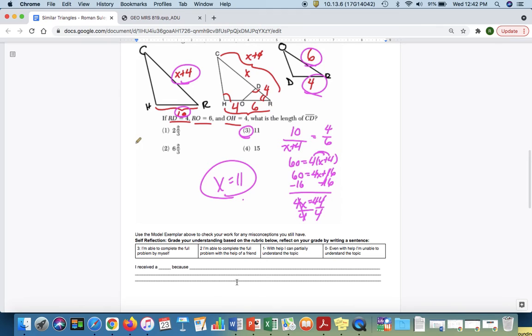You'll notice that this is a Marzano rubric. So Marzano rubrics are really focused on formative, not summative assessments. So we are not grading them like an exam here. We're grading them as if this is the beginning of a class period, right? So we're focusing on if they're able to complete the full problem by themselves for a perfect score versus able to complete the full problem with the help of a friend for 1 level lower, or a 2 here instead of a 3. And then a 1 would be with help. They could partially understand a topic. And for 0 here, even with help, they're unable to understand a topic.